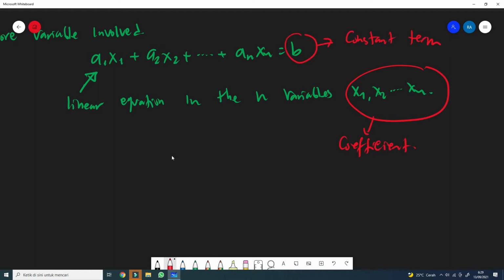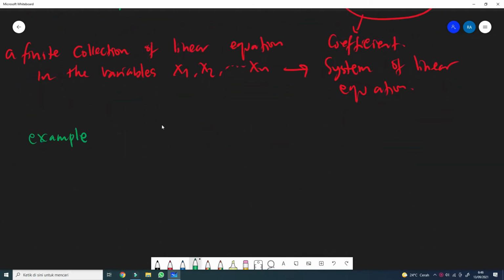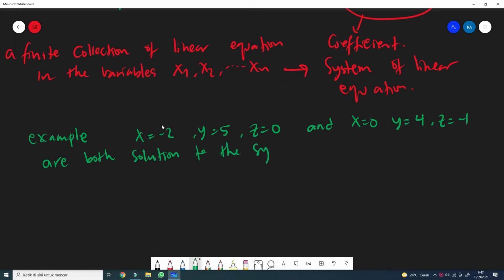term. So a finite collection of linear equations in the variables x1, x2 until xn is called a system of linear equations. Example, we have x = 2, y = 5, and z = 0. And x = 0, y = 4, z = -1. These are both solutions to the system x + y + z = 3 and x + y + 3z = 1.